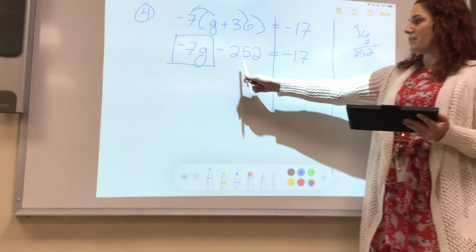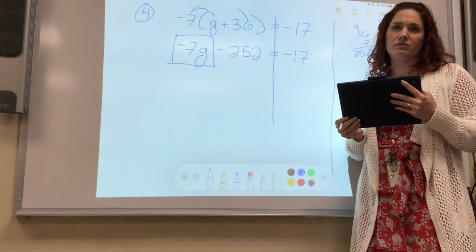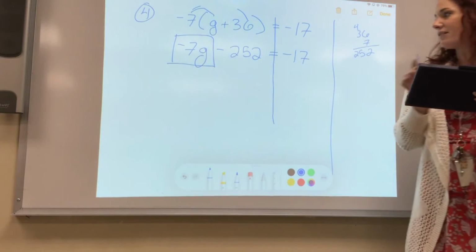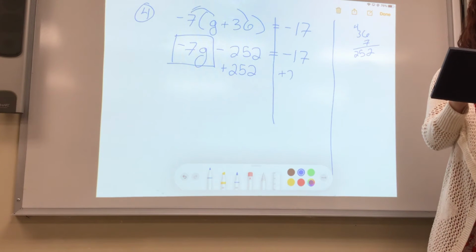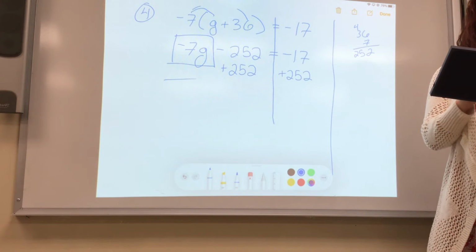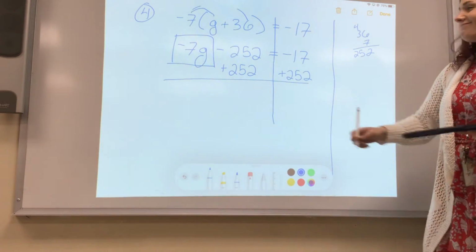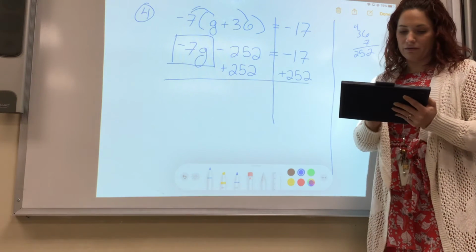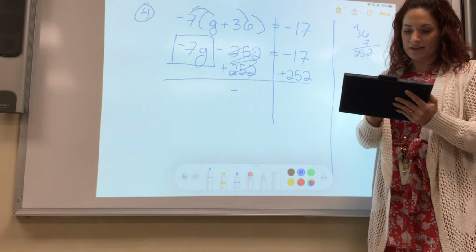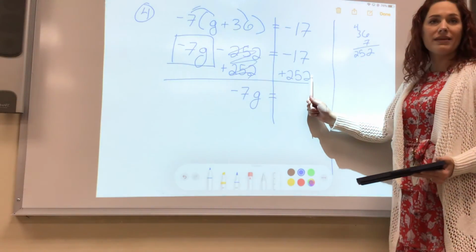How do I get rid of this number right here when it's a subtraction issue? Add. Addition is the inverse operation, so we're going to add 252 to both sides. Okay, subtraction. Addition is its inverse, so those go away. The left side is negative 7g equals. On the right side, I've got to figure out what that math is.